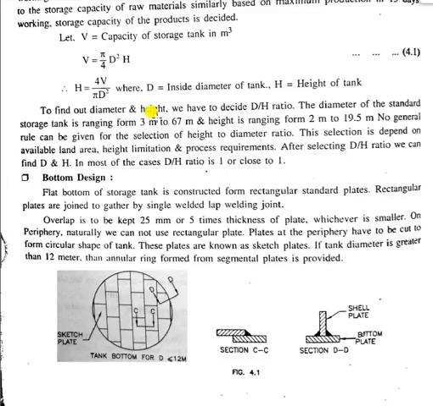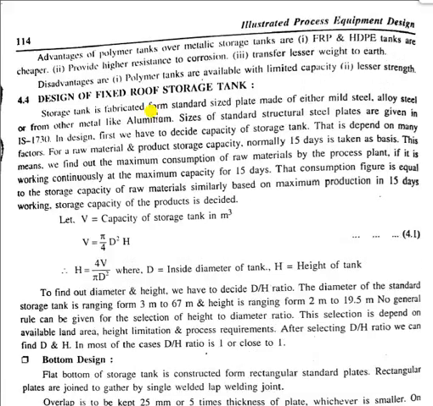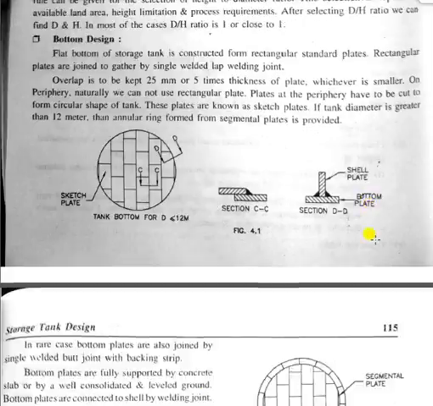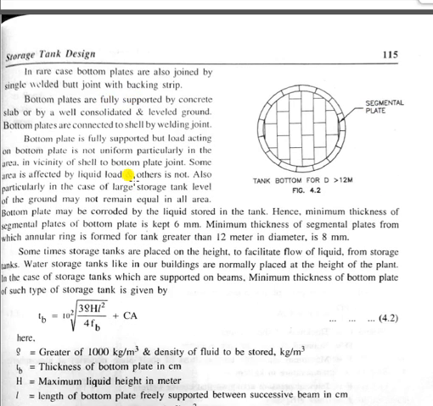Now, bottom design for the roof storage tank. Inside it, section C is attached vertically, and section DD is perpendicular and is the shell plate, which is connected with the bottom plate. Now the overlapping, that is section C, where the overlapping is done to join the ring. In rare cases, bottom plates are also joined by a single welded butt joint with backing strip.